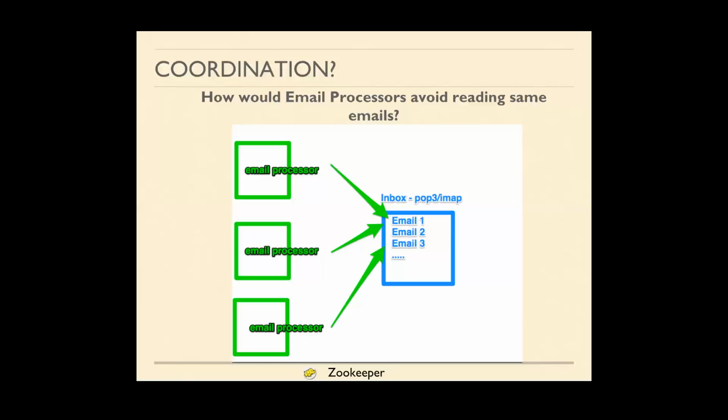So how will these email processors coordinate with each other so that no email gets processed twice and no email gets skipped? There's an email inbox. These email processors connect to the inbox, read the email, and try to process it. What's the guarantee that if an email is being processed, the other processor will not connect to it? These email processors are running on different machines. So the question to you is, how would you avoid it?